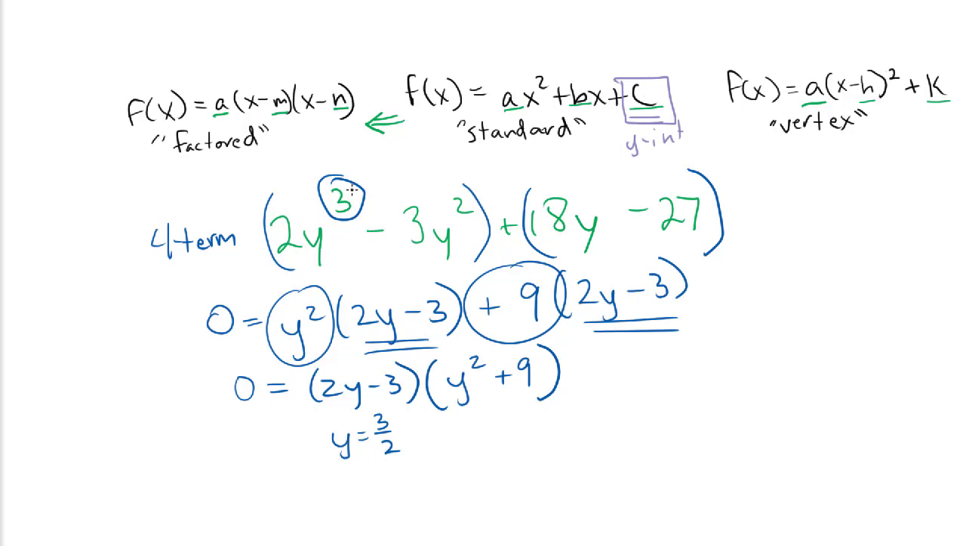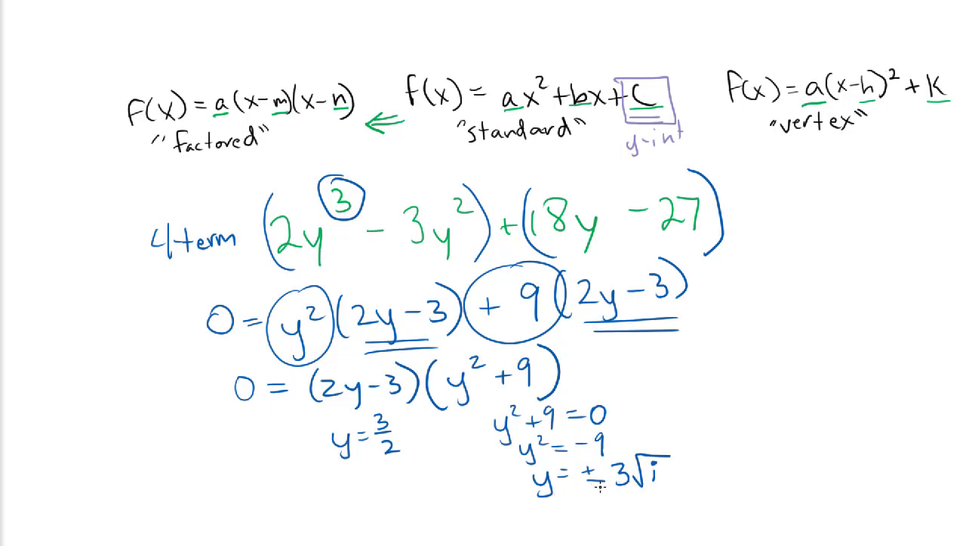So remember, this was a degree 3 polynomial. I'm going to have 3 roots according to the fundamental theorem of algebra. They may or may not all be real roots or actual intersections with the x-axis. I will intersect the x-axis at y equals 3 halves, but the y squared plus 9, when I set that equal to 0, will not actually be a real root. It's y squared equals negative 9. The root there, if I take the square root of both sides, will be y equals plus or minus 3 times i, which is the square root of negative 1.